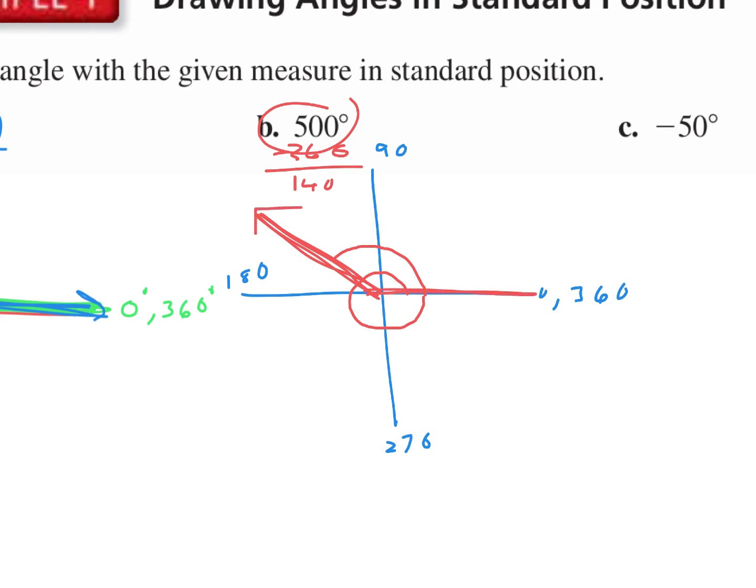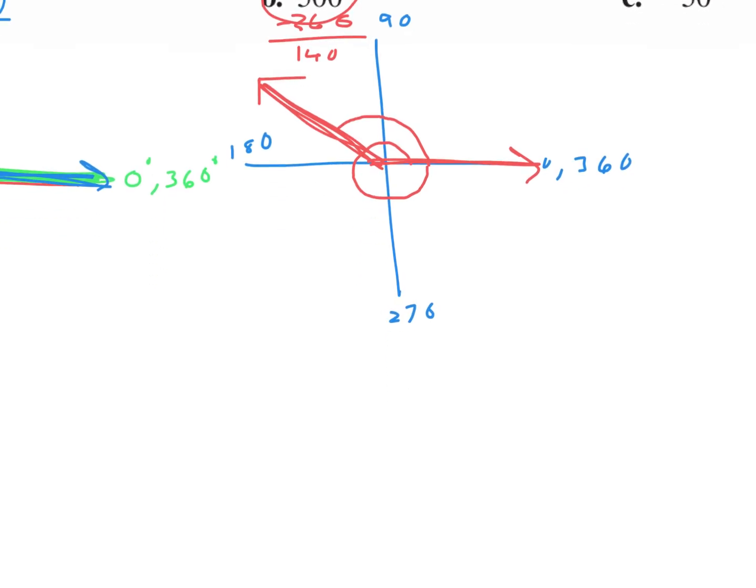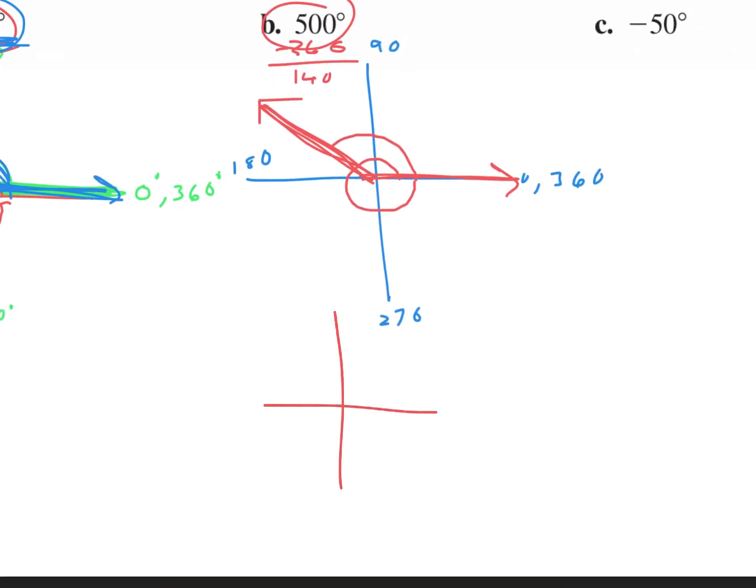Do you have to draw a spiral so you can see that? If it helps you draw it, but you don't have to. So I could just do a normal angle like that? Yeah. If it helps you to draw the spiral, but if not, you could just have your angle there.